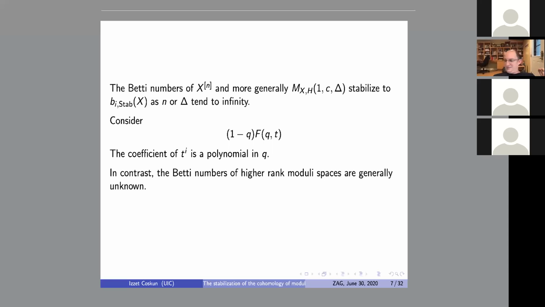Is there a formula for the stable Betti number b_i^stab(X)? Yes, there is, and I'll tell you in a second. Let me tell you what this formula is. It comes from here, maybe I should have said this. What you do is you look at (1 - q) times the generating function, and you set q equal to 1. If you set q equal to 1, then those are the stable Betti numbers.